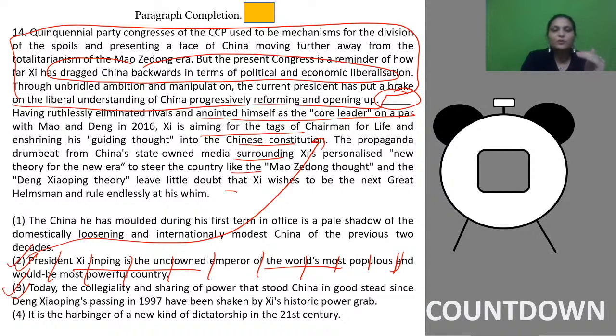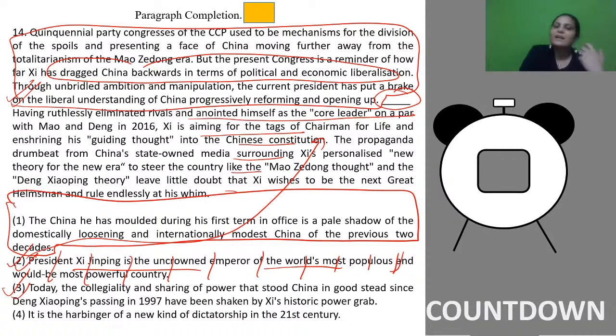If you look at the passage, if you look at the line before it, they are talking about how whatever he has done has taken China backwards, and he has put a brake on the liberal understanding of China progressively, blah blah blah. If you look at option 1, don't you think it actually tells us what effect it has had, in very concrete terms? You say that somebody has taken China back to ages before where it was, and thus now China is basically just a pale shadow of what they had achieved in the past. So it is carrying on the theme that we were strictly talking about in the passage right before the sentence. Is it understandable?